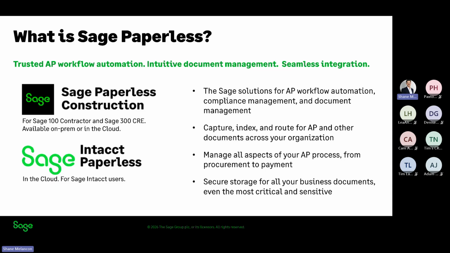So the Sage solution for AP workflow automation, compliance management, and document management, allowing your teams to capture, index, and route AP and other documents across your entire organization. So it's going to allow you to manage all aspects of your AP process from procurement to payment. And of course, secure storage for all your business documents, even the most critical and sensitive.